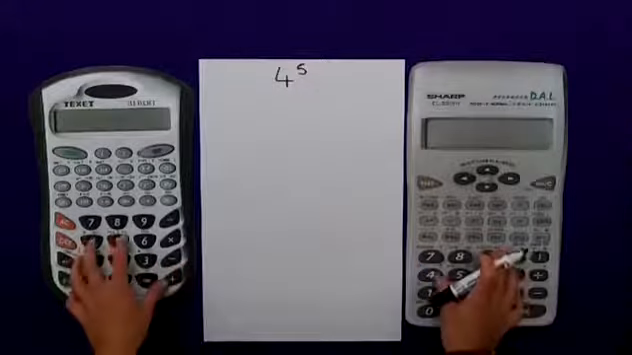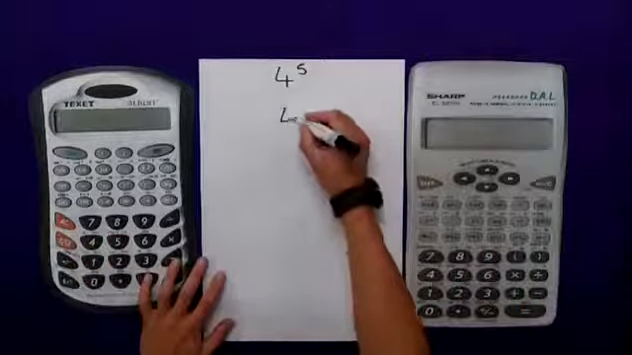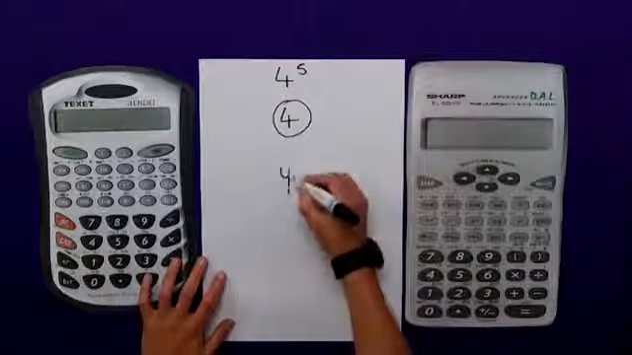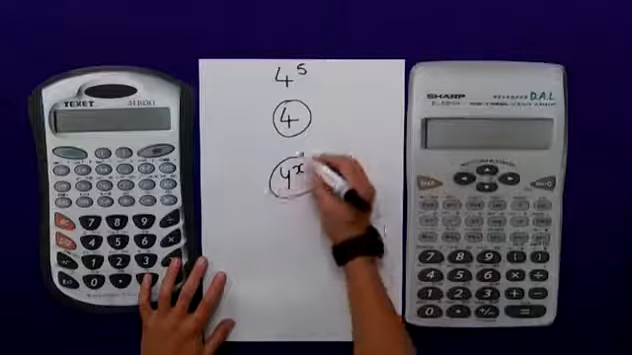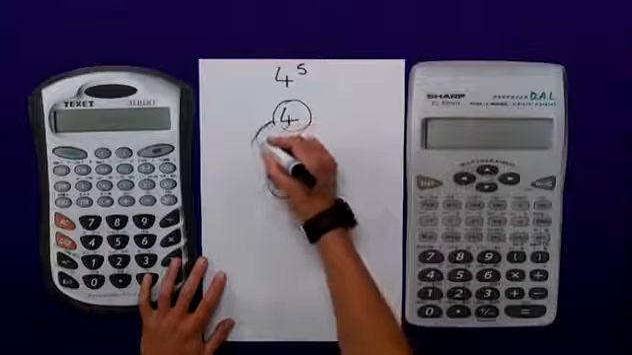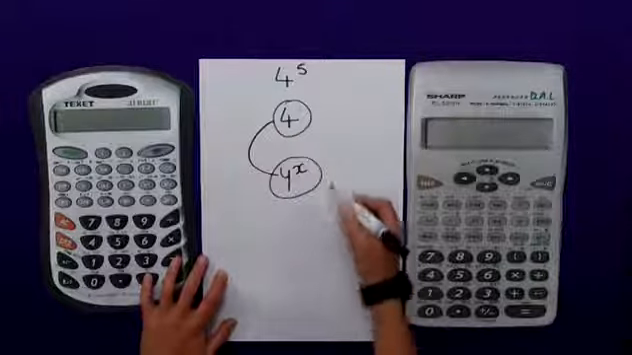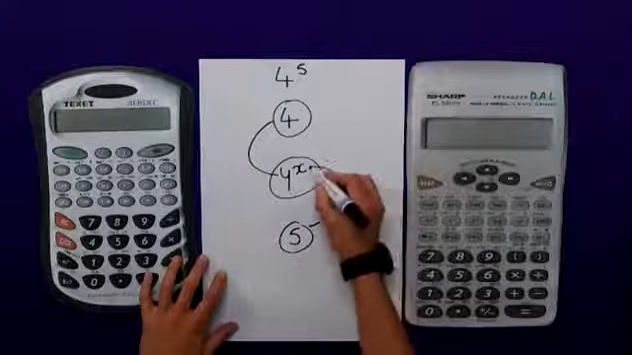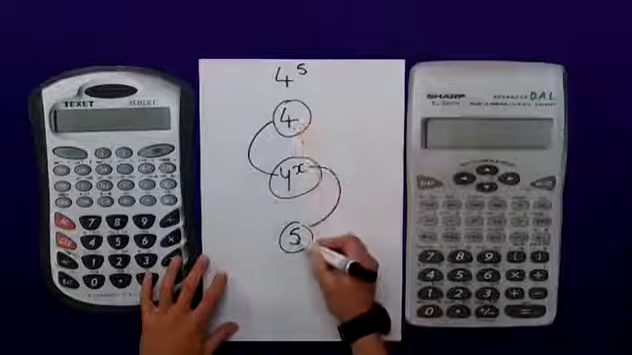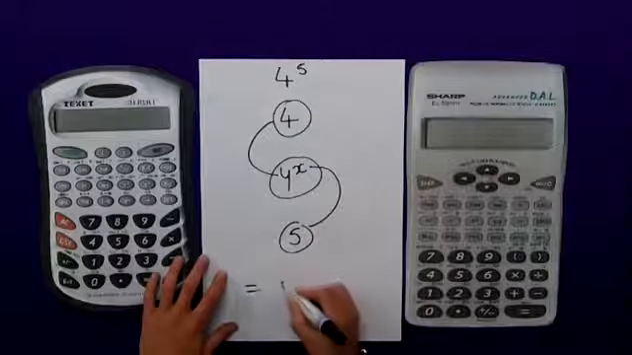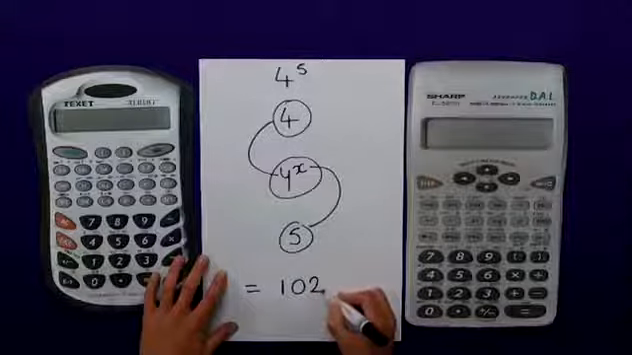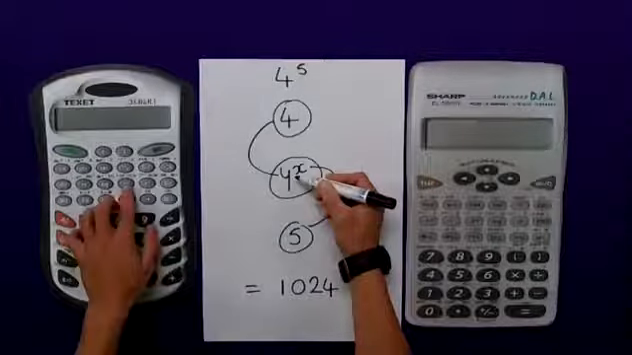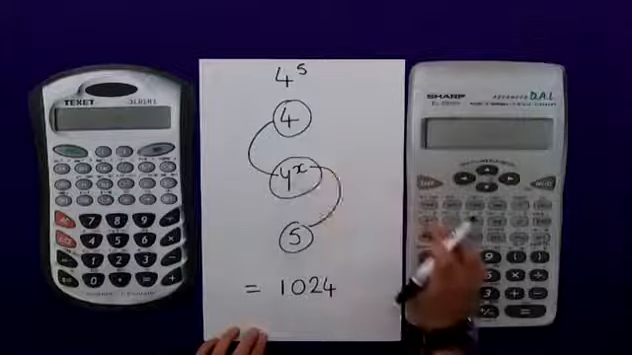So with the scientific calculators, I simply type in the number 4. I then need to find the y to the x button. The 4 is the y. I then simply type in the 5, which refers to the x. 4 to the power of 5. Press the equals button, and that's 1024. Now the y to the x button on this calculator is here, y to the x is here.